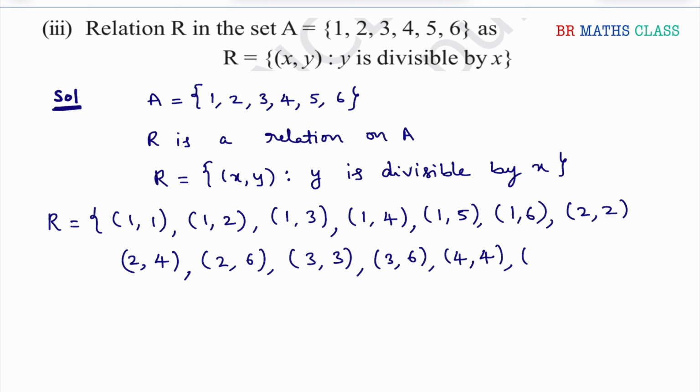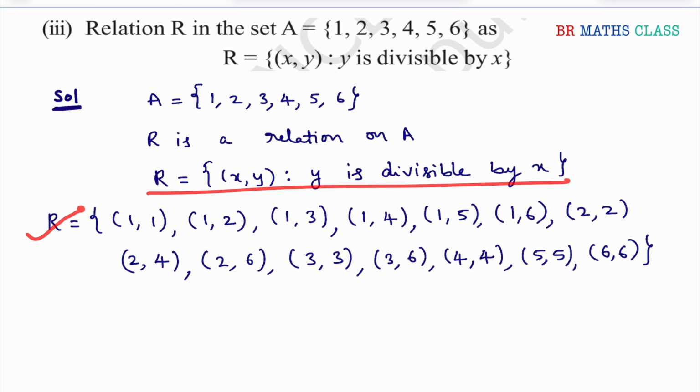5 comma 2, no. 5 comma 3, no. 5 comma 4, no. 5 comma 5, yes. 5 comma 5 is there in A cross A. 5 is divisible by 5. Next, 5 comma 6, no. 6 comma 1, no. 6 comma 2, no. 6 comma 3, no. 6 comma 4, no. 6 comma 5, no. 6 comma 6, yes. 6 comma 6 is the last ordered pair in A cross A and 6 is divisible by 6. Okay, right. Now I have written this relation in roster method.